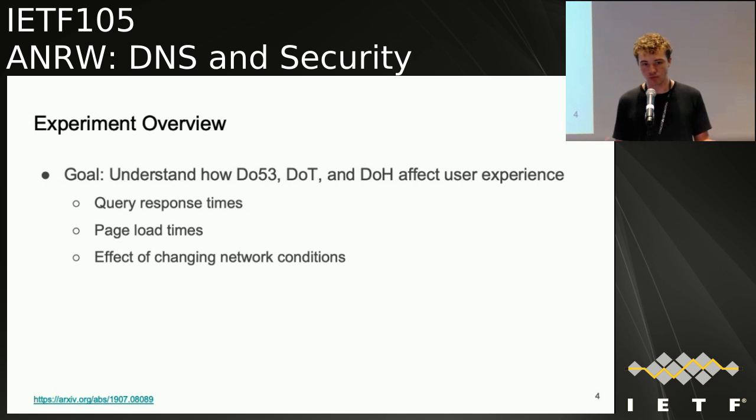So again, we really want to understand how DO53, DoT, and DoH affect the end user experience. And there are a couple of metrics that we measure in order to give us that understanding. So first we measure query response times. We wanted to reproduce Mozilla's findings. For those who don't know, Mozilla did a couple of studies where they measured DoH query response times. They also measured the effect of ECS on user performance, things like that. We wanted to see if we could reproduce the results on DoH query response times.